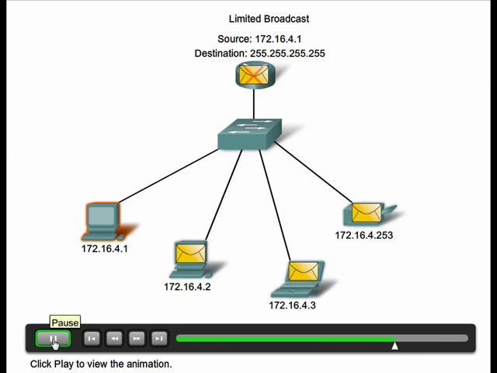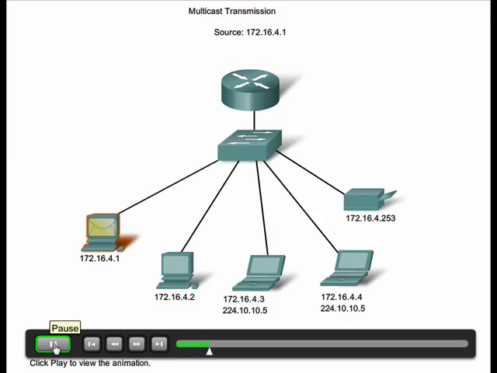A directed broadcast is sent to all hosts on a specific network. The limited broadcast, as seen here, is used for communication with all hosts on the local network. Multicast transmission is designed to conserve bandwidth on networks. It reduces traffic by enabling a host to send a single packet to a selected group of hosts rather than sending multiple unicast transmissions to each host.